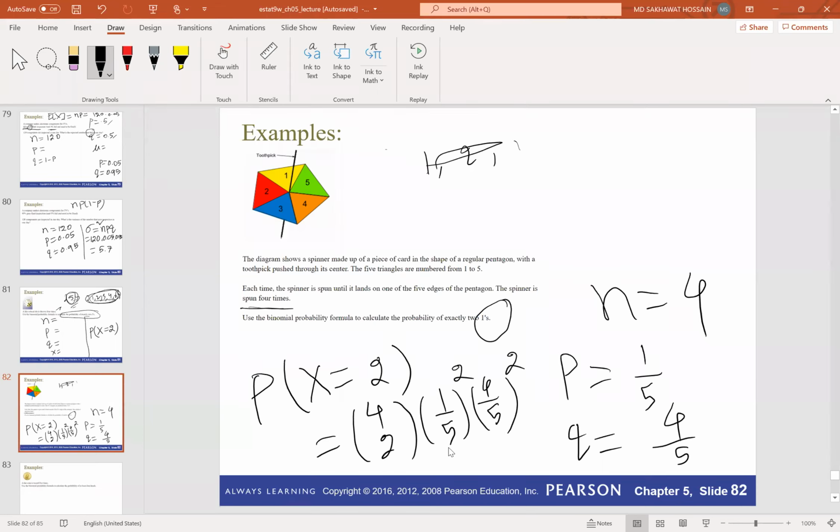So if you simplify this one, then it will be 96/625. So you can also get your answer in decimal points. That's also fine.